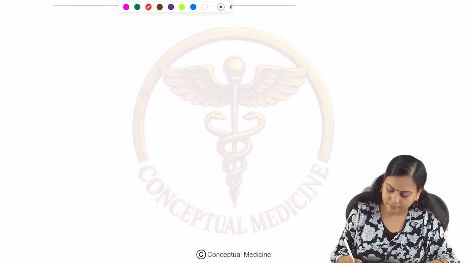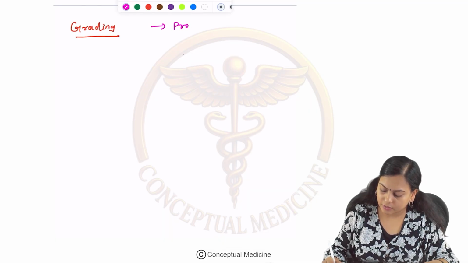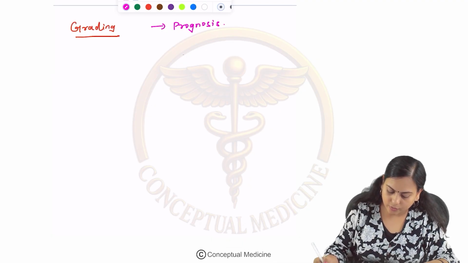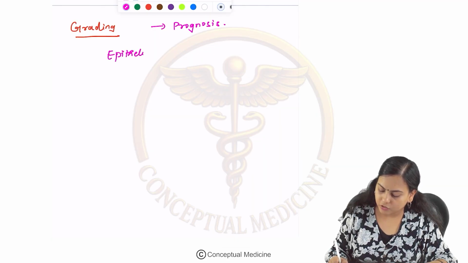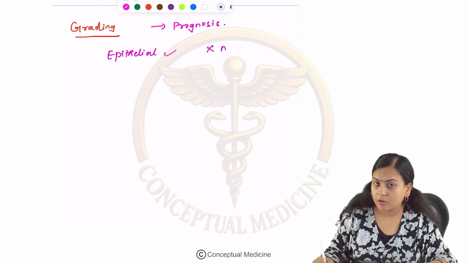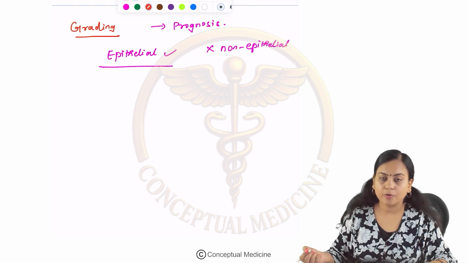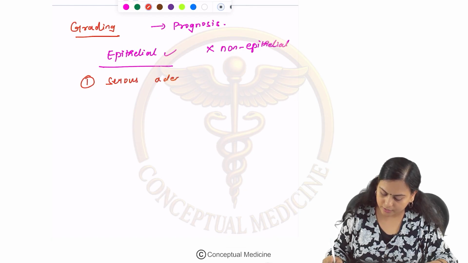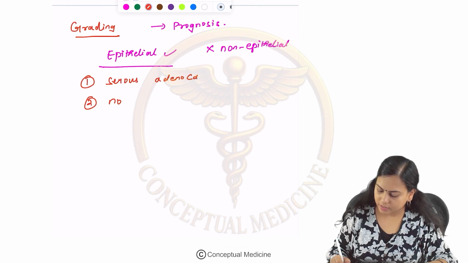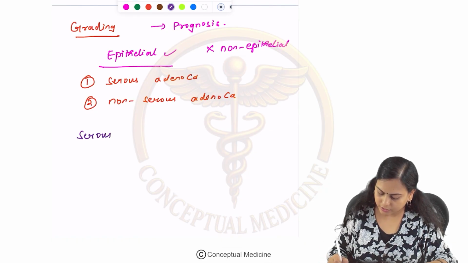Now let's see about grading. Grading is also important because this is something you can correlate with the prognosis of the carcinoma. This grading system is only for the epithelial tumors of ovary, and for the non-epithelial tumors we are not applying it. Another point is that we have a separate grading system for serous adenocarcinomas and the non-serous adenocarcinomas. First let us see the grading system of serous carcinoma.